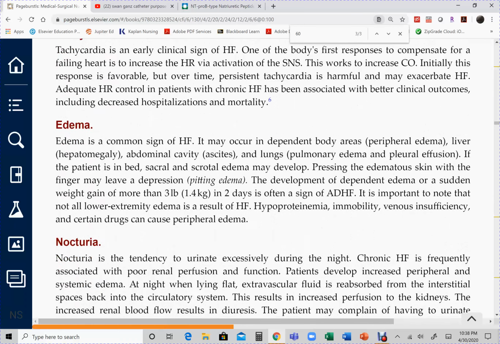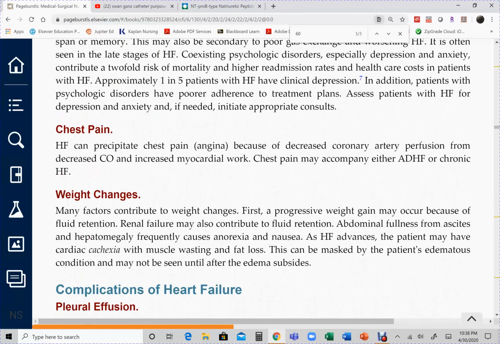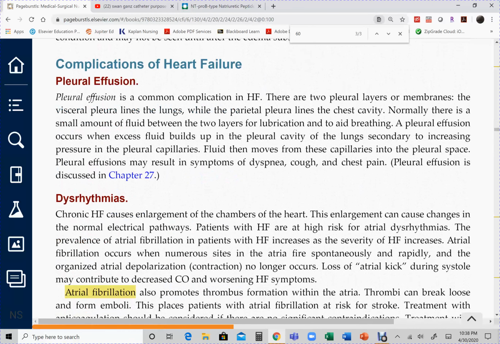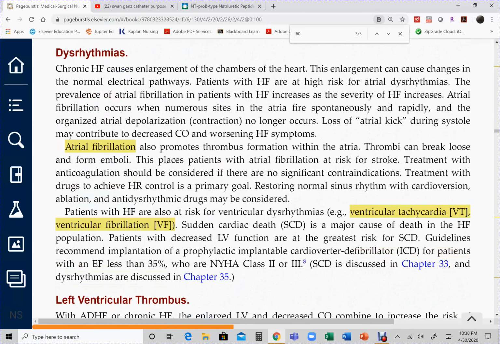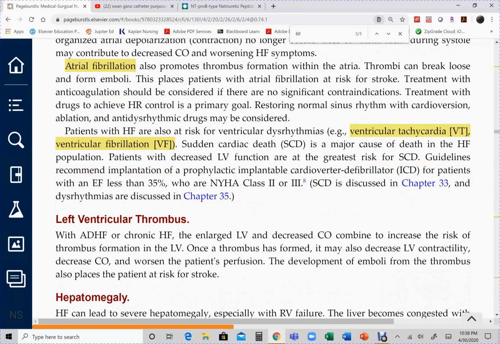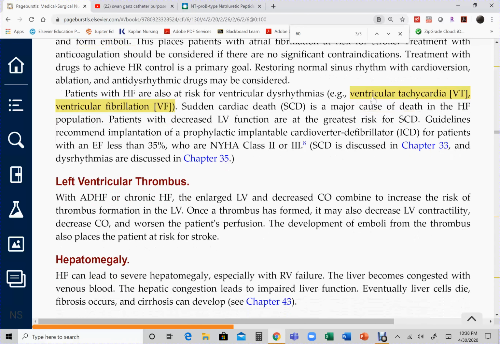I already mentioned these, so please read them. Complications: I mentioned pleural effusion and dysrhythmias, particularly AFib. In chronic heart failure, especially during acute decompensated heart failure or during an exacerbation, on top of AFib, the patient may have more lethal dysrhythmias, ventricular dysrhythmias, particularly VFib and VTAC, which are fatal dysrhythmias.